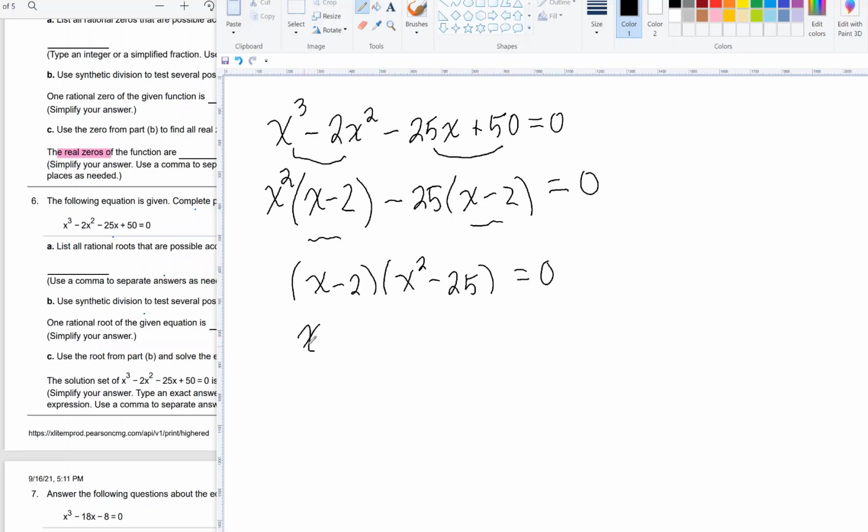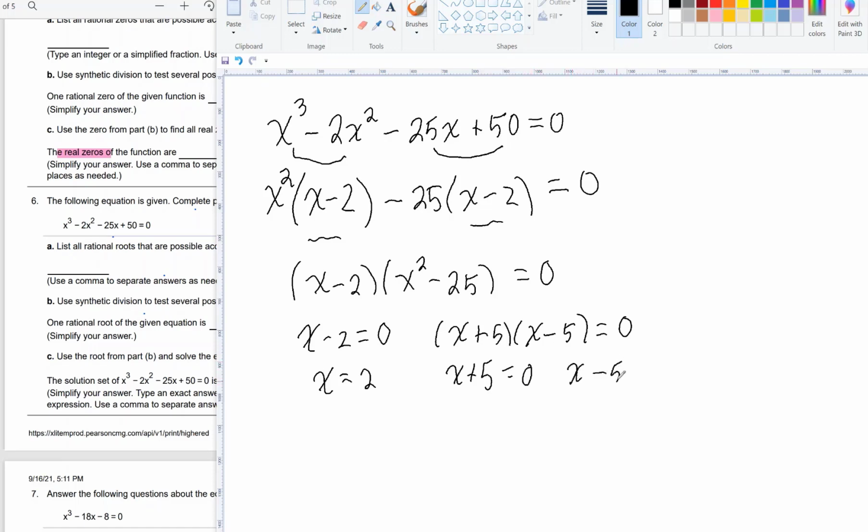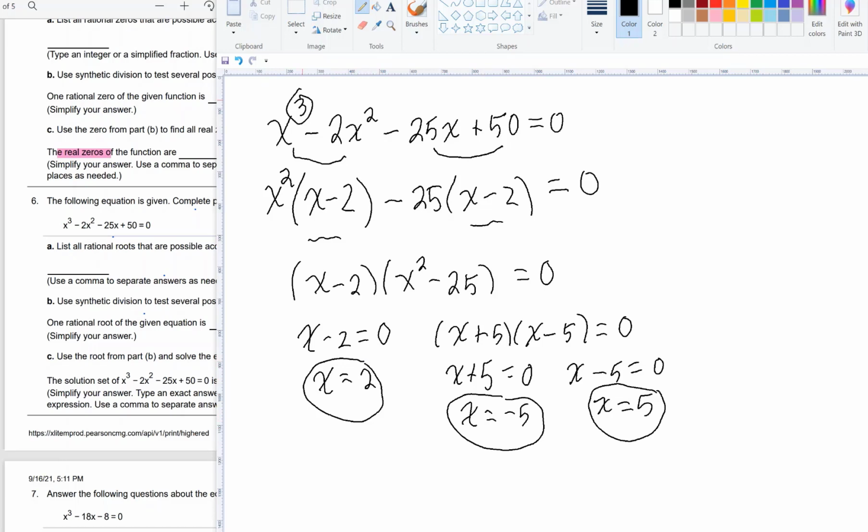Set each of those equal to 0, and you get x is 2, and then this one will factor x plus 5 times x minus 5. Set each of those equal to 0. X plus 5 equals 0. X minus 5 equals 0. And you get x is negative 5 and x is 5. So we were able to find the 3 zeros for this equation.